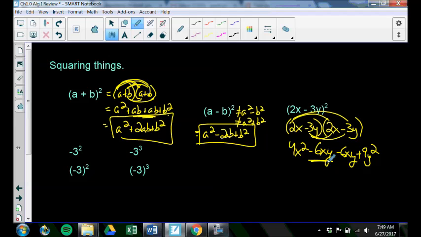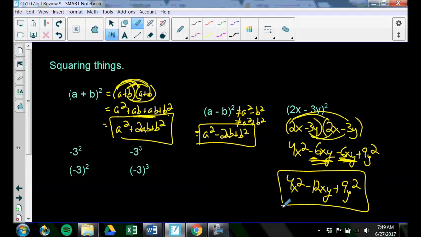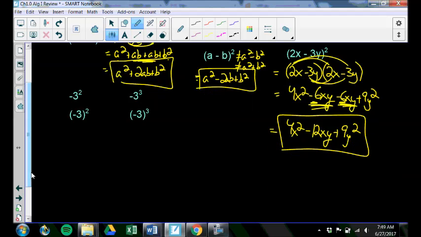I can combine these two things because they're like terms, so I get 4x squared. Then with these I just combine the coefficients, so negative 6xy minus 6xy is negative 12xy, plus 9y squared. Boom. That is how you square things. That's how you square binomials, technically. A binomial is a two-termed expression. It's squaring binomials.